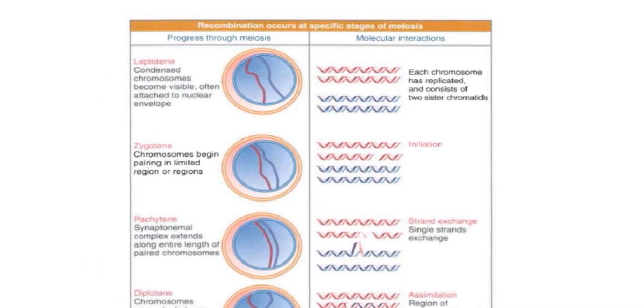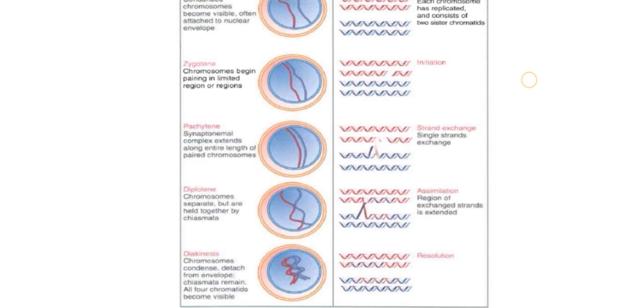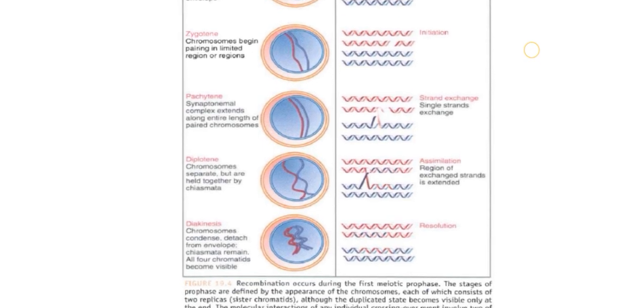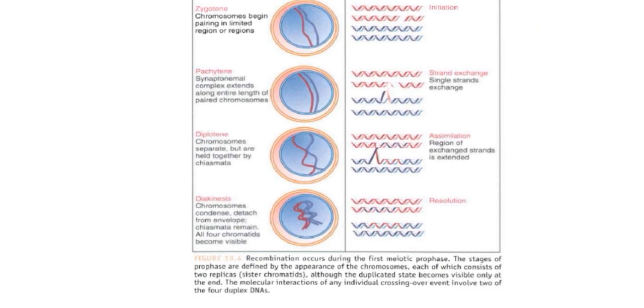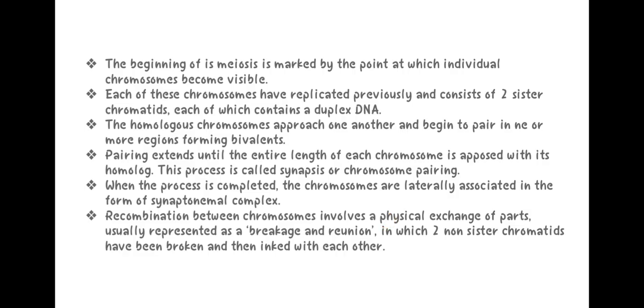Progress through meiosis. Leptotene: condensed chromosomes become visible, often attached to the nuclear envelope. Each chromosome has replicated and consists of two sister chromatids. Initiation, strand exchange: single strands exchange. Assimilation: the region of exchanged strands is extended, then resolution. The beginning of meiosis is marked by the point at which individual chromosomes are visible. Each of these chromosomes has replicated previously and consists of two sister chromatids, each of which consists of a duplex of DNA.